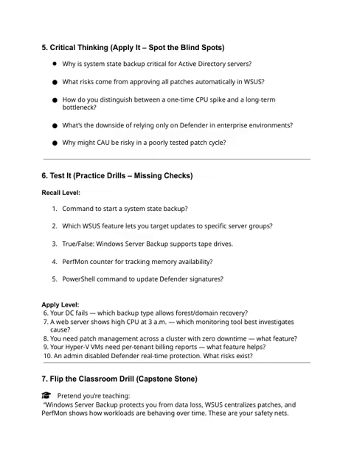Then, how do you distinguish between a one-time CPU spike and a long-term bottleneck? A quick spike might be caused by a temporary process or workload, but a sustained high CPU usage indicates a deeper issue, perhaps inefficient applications or resource contention. Monitoring over time helps you identify whether it's a transient event or a persistent problem needing attention.